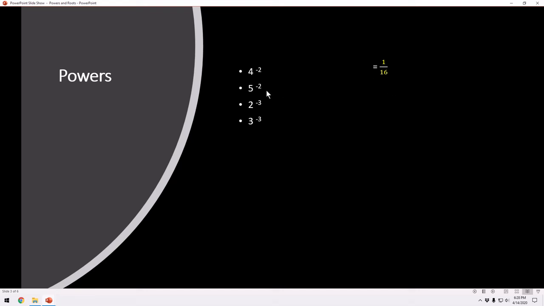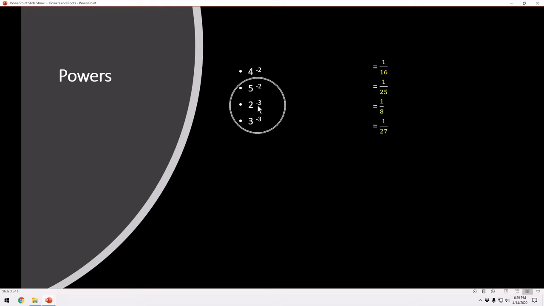Let us look at the next numbers right here. 5 to the negative second power is equal to 1 over 25. 2 elevated to the negative cubic, or to the negative third power, is equal to 1 over 8, or 1/8. Remember, 2 elevated to the third power is equal to 2 times 2 times 2, which is equal to 8.